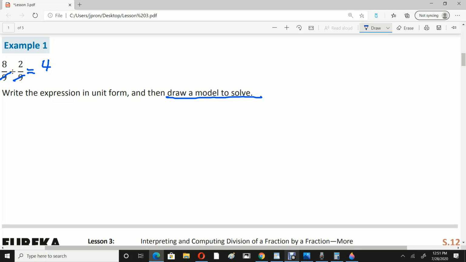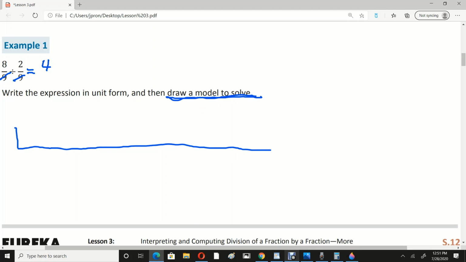Mr. Shaheen, this next part is asking us to draw a model to solve. How am I going to model 8 ninths and 2 ninths? That's a great question. So first of all, let's model 8 ninths, our base amount here. So let's draw first, just as an example, a little bar right here. And this bar is going to represent 1 whole.